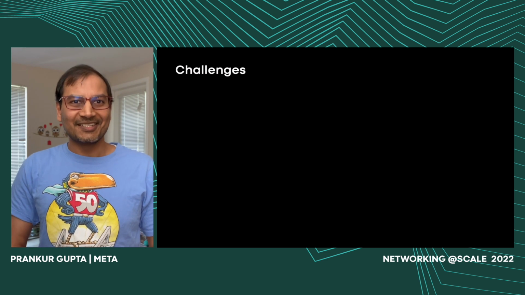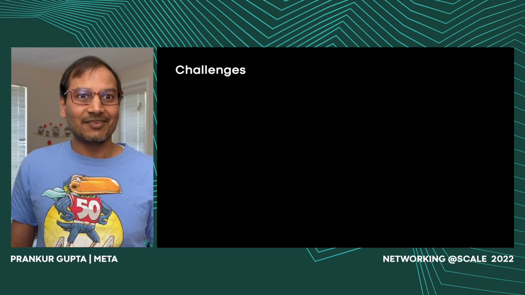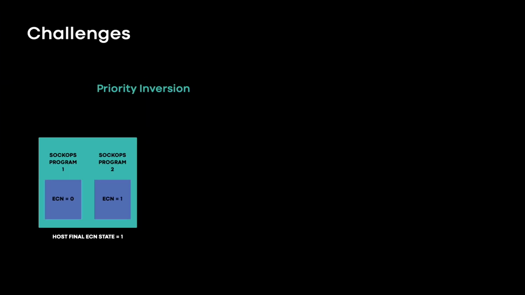Now, the challenges. While productionizing, we identified two interesting cases. The first one being the priority inversion for SOCOPS BPF programs. On a host, we can have multiple SOCOPS BPF programs attached by various services, which are executed in FIFO order. On any two hosts running the exact same services, the order of the SOCOPS programs can be different since it totally depends on when the service comes up.